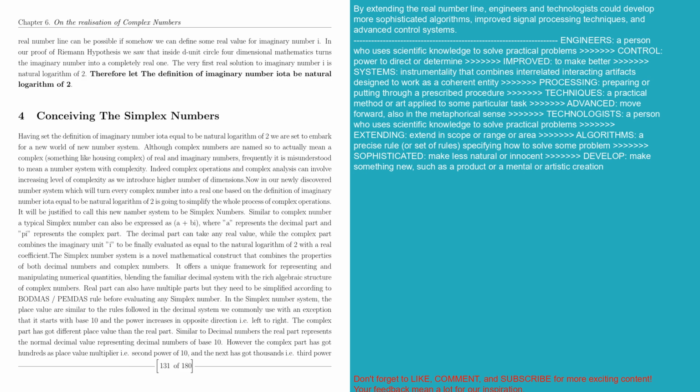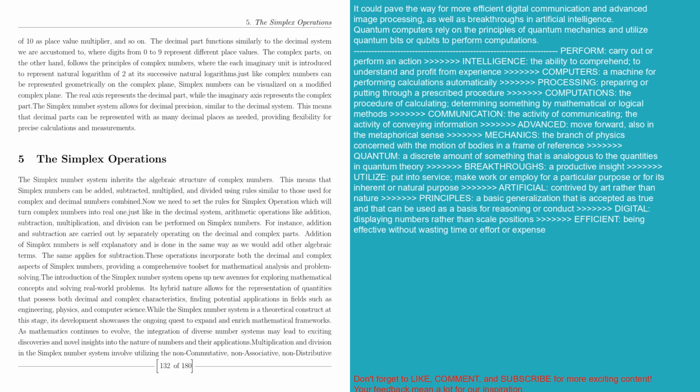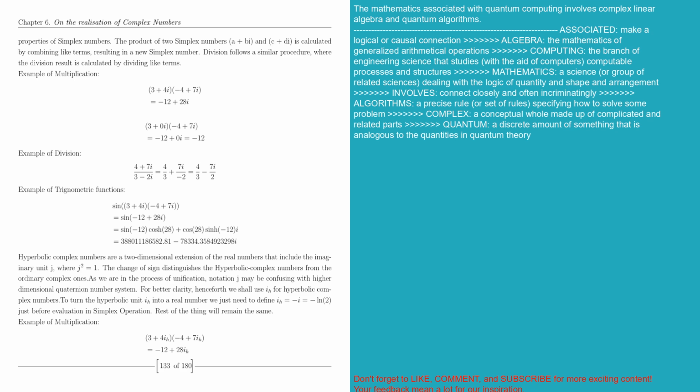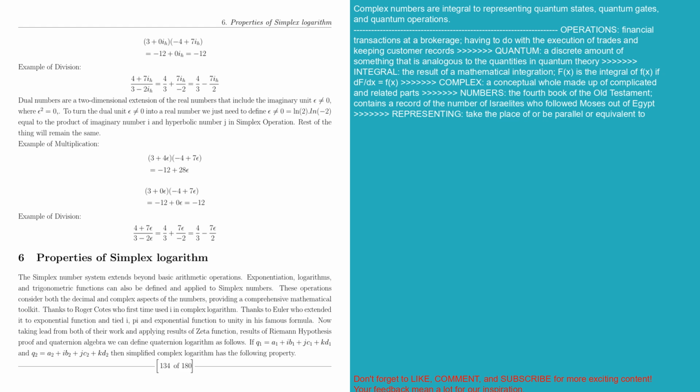By extending the real number line, engineers and technologists could develop more sophisticated algorithms, improve signal processing techniques, and advance control systems. It could pave the way for more efficient digital communication and advanced image processing, as well as breakthroughs in artificial intelligence. Quantum computers rely on the principles of quantum mechanics and utilize quantum bits or qubits to perform computations. The mathematics associated with quantum computing involves complex linear algebra and quantum algorithms. Complex numbers are integral to representing quantum states, quantum gates, and quantum operations.